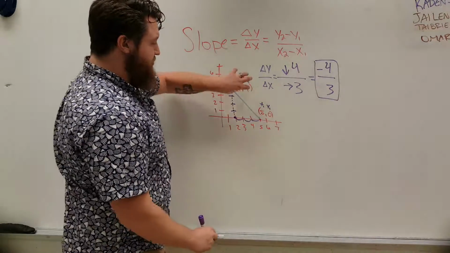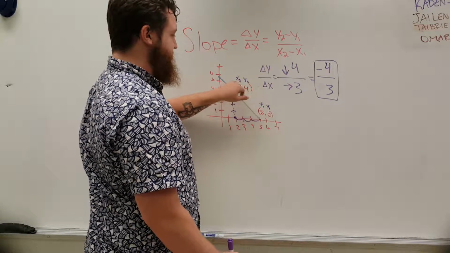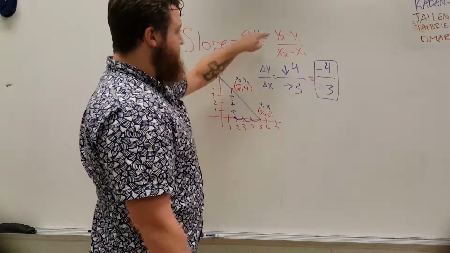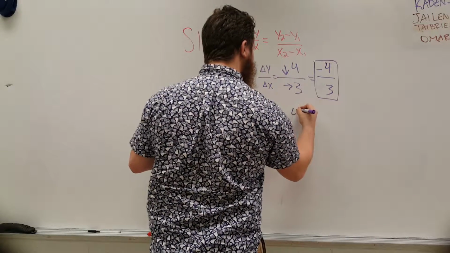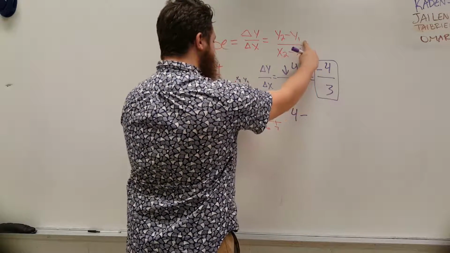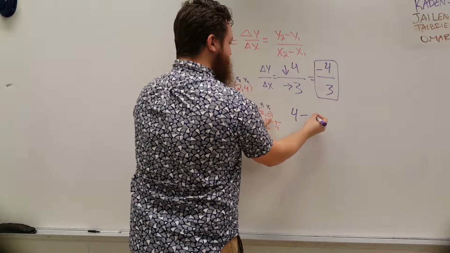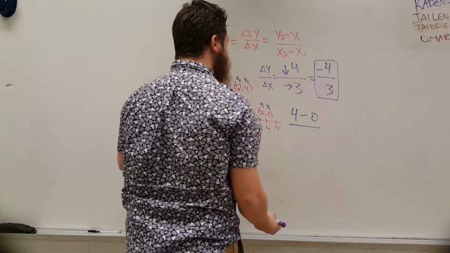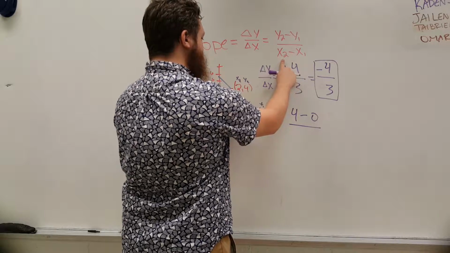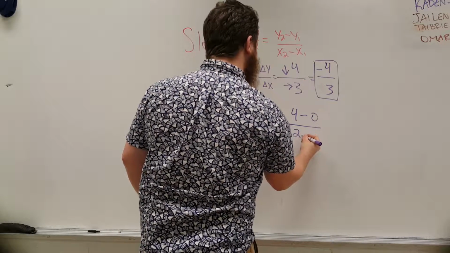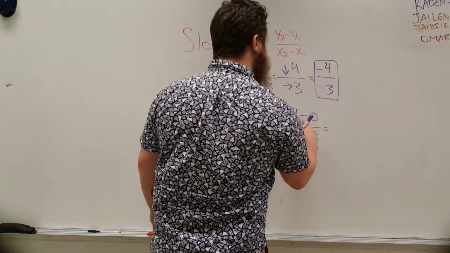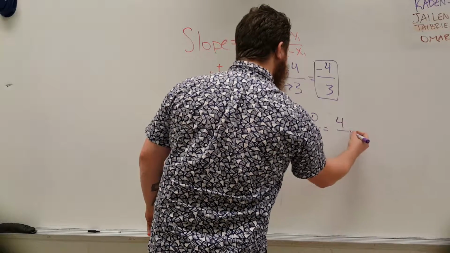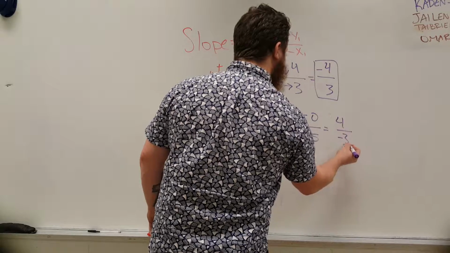So as long as they're grouped with the same little subscript, so x2, y2, now I can plug it into this guy. So what is my y2? It is 4, minus my y1, which is here, which is 0, over, what is my x2? 2, minus my x1, 5. Okay? 4 minus 0 is 4. 2 minus 5 is negative 3.